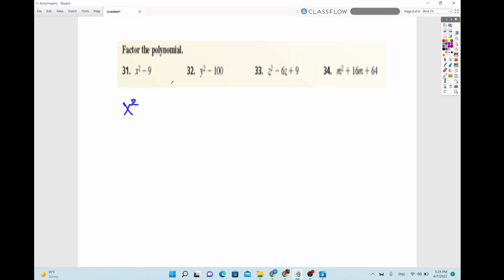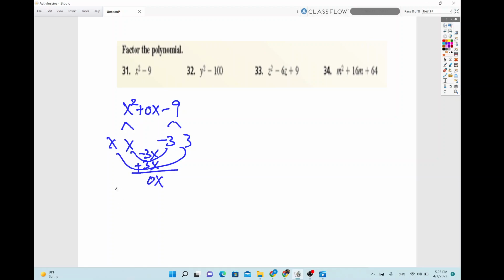You might be wondering, well, it's just a binomial, but whatever the missing term is, we can always make it up. The x term is missing, so we can just put in 0x. So 0x minus 9. Again, smiley face technique, so x and x. Negative 9, so negative 3 and 3. Checking the work: the outer product is negative 3x, the inner product is 3x. Combine them, and guess what? It's exactly what we have, 0x.